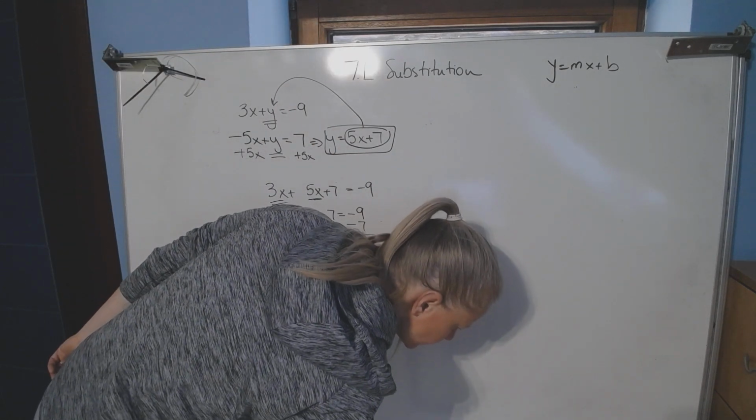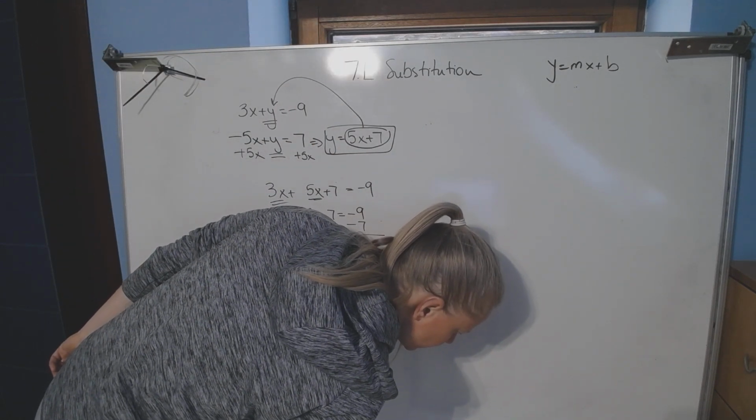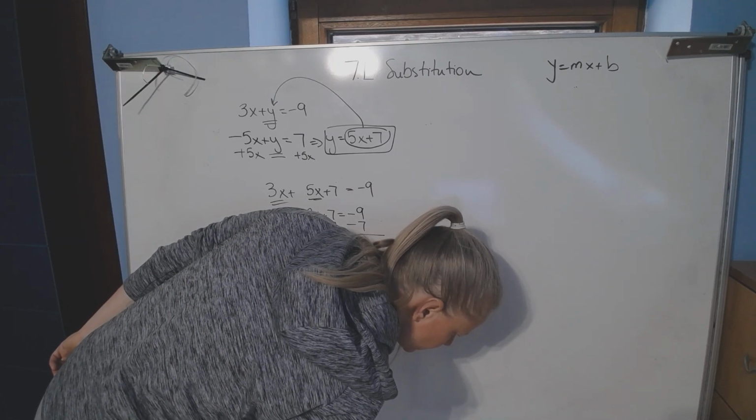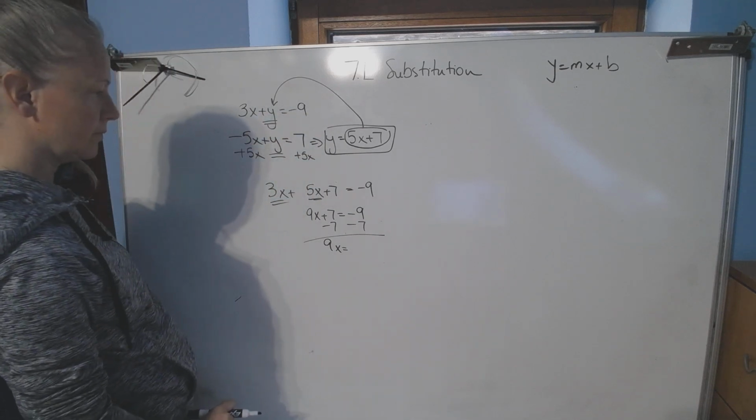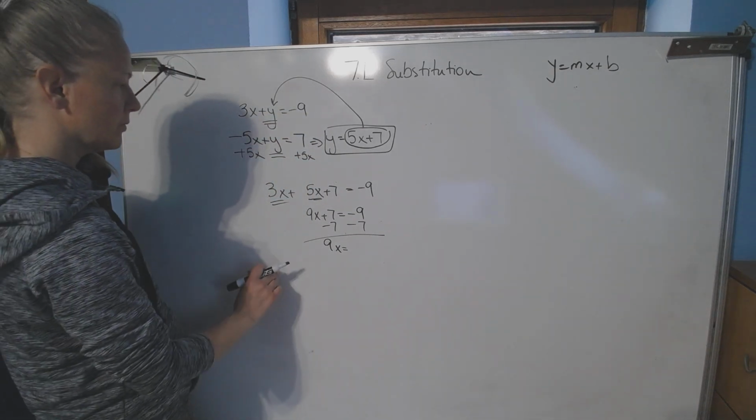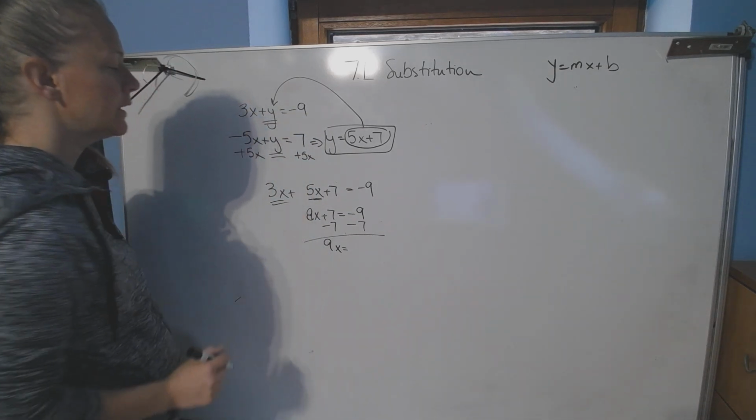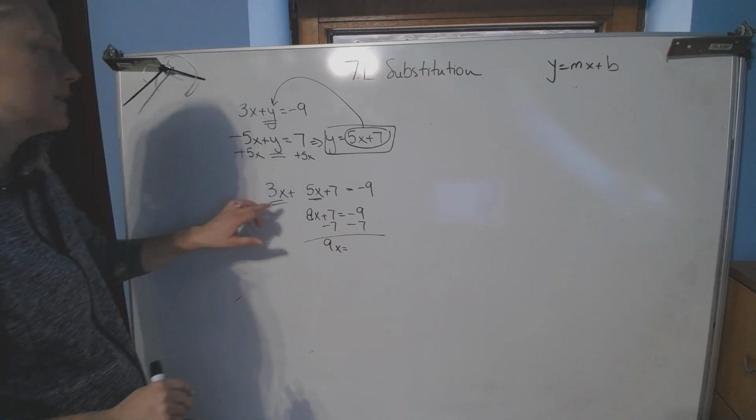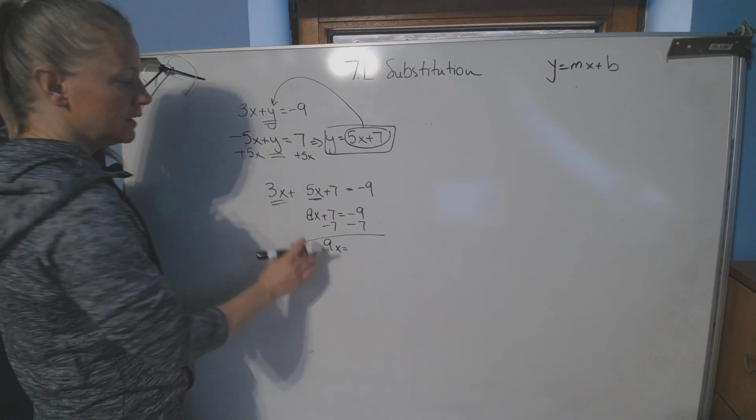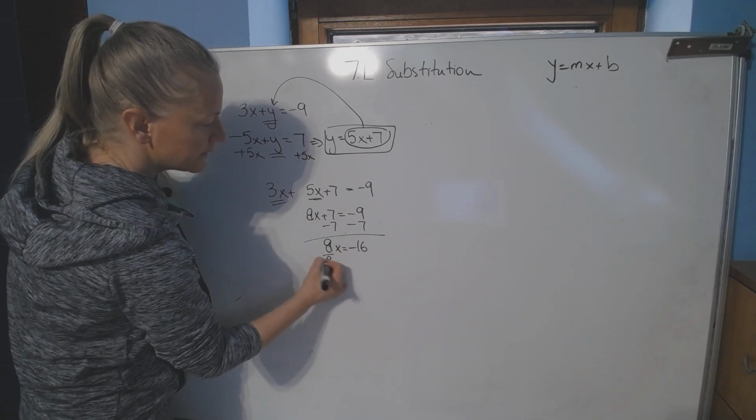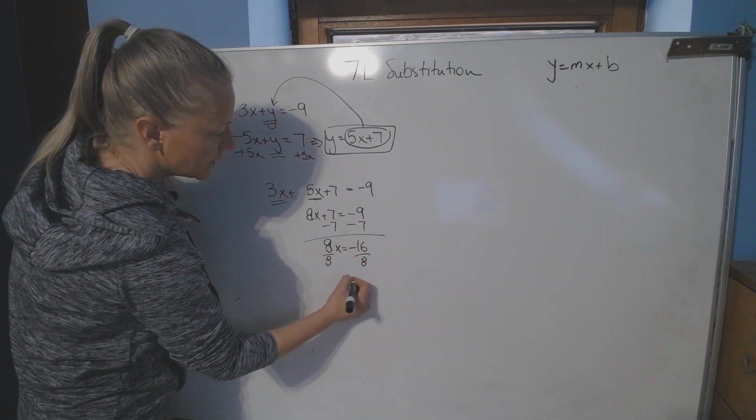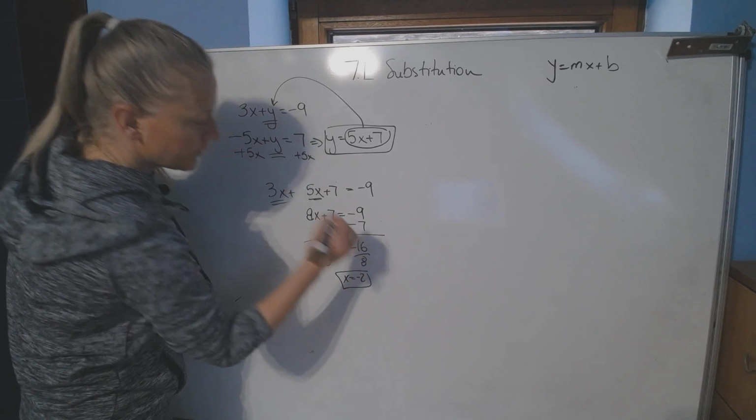I am so confused about this. Oh, we're getting there. That's a 9. That's why I got confused. This is 8. 3 plus 5 is 8, correct? Not 9. This is 8x equals -16 divided by 8. X equals -2. We got our x out.